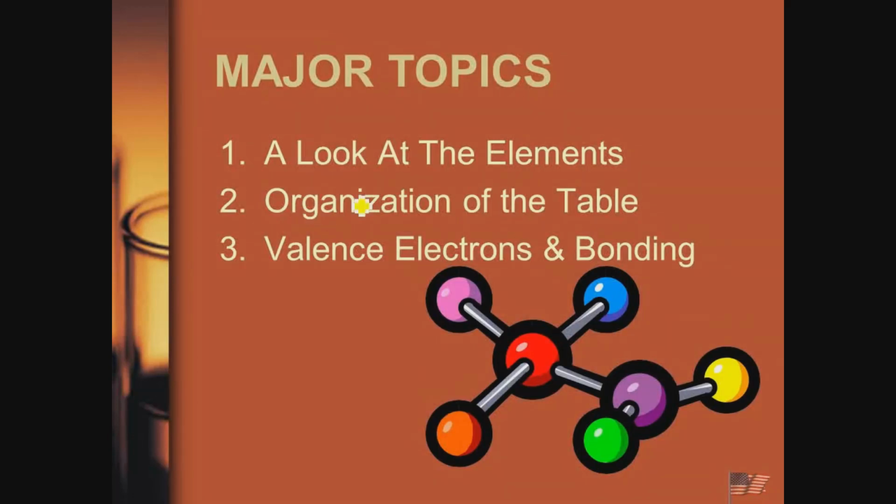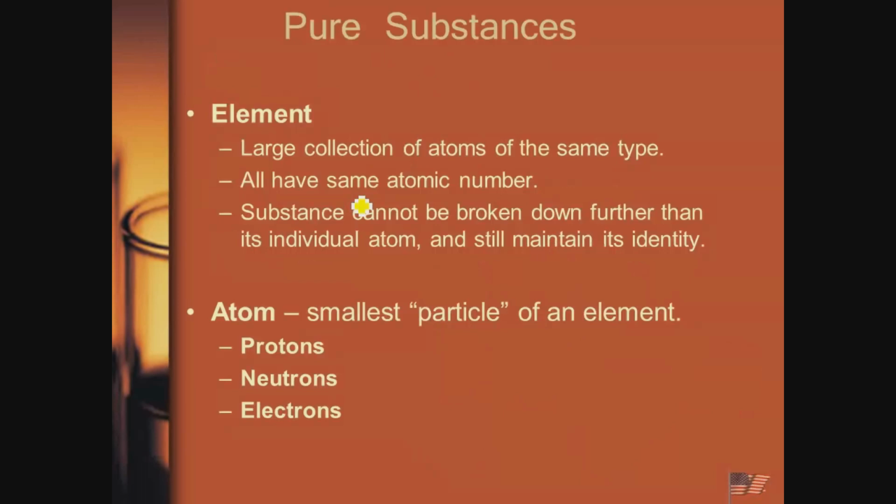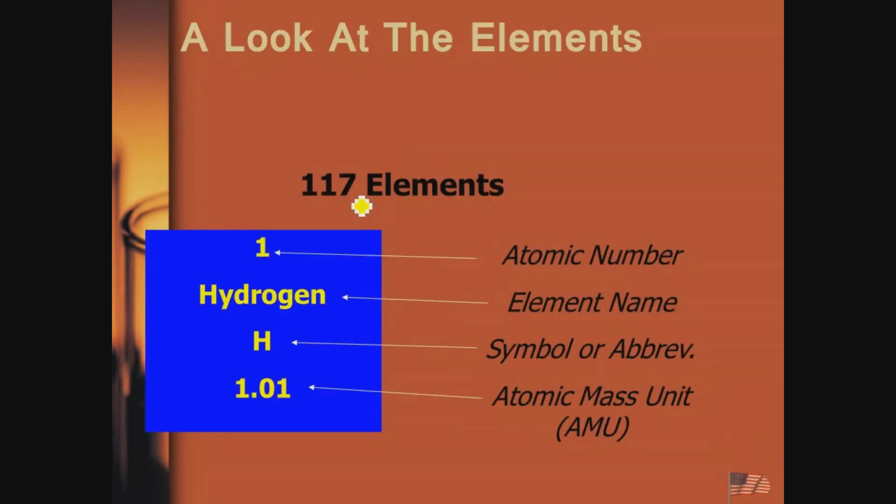All right, so we're going to go back and look at some of these elements and how they're organized on this thing called the periodic table. Elements, remember, are large collections of atoms of the same type, all have the same atomic number. Meaning, that's not, I said that last time, it's not a true statement. They all have some atomic number. The atomic number is referencing something, but we can't break it down further than its individual atoms and still maintain its identity. We know that there are subatomic particles, which are protons, neutrons, and electrons, and we can get a lot of this information from looking at the periodic table.